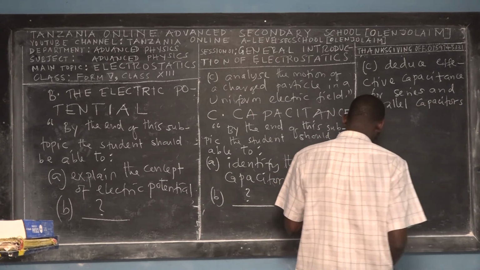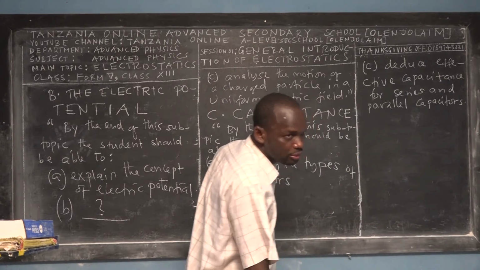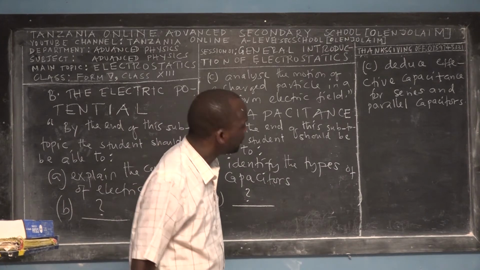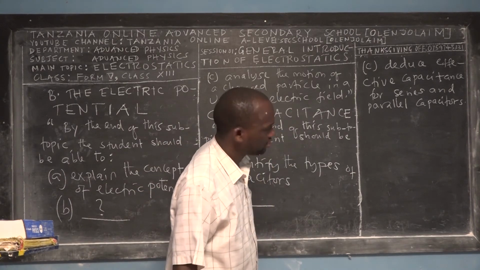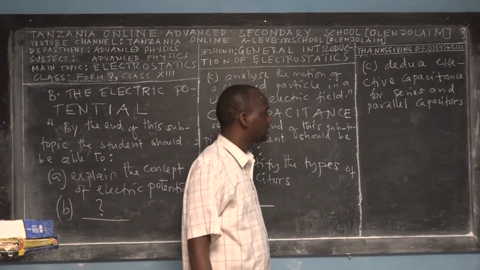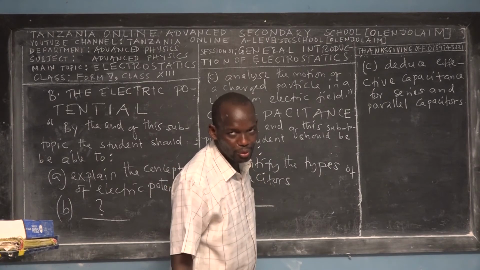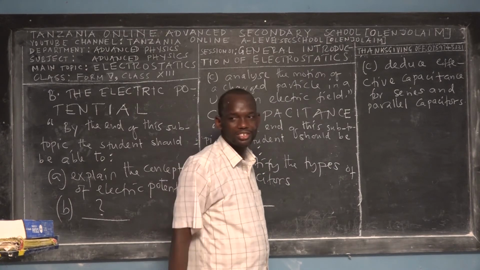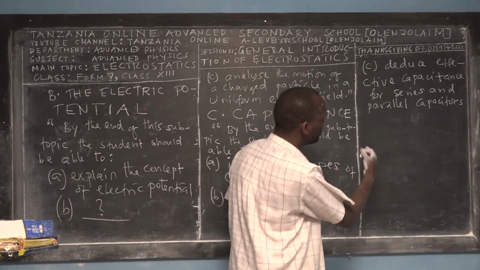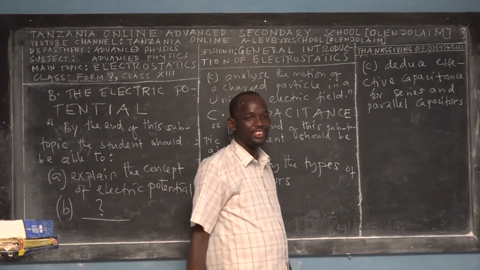Series and parallel capacitors. That is the sixth specific objective. You should be able to deduce, not to claim, to deduce, to derive the effective capacitance for series and parallel capacitors. And I gave you a promise that I will show you capacitors. So in case I forget, you remind me in the comment sections. Because it's beautiful. Capacitors really are doing a great job in this world.